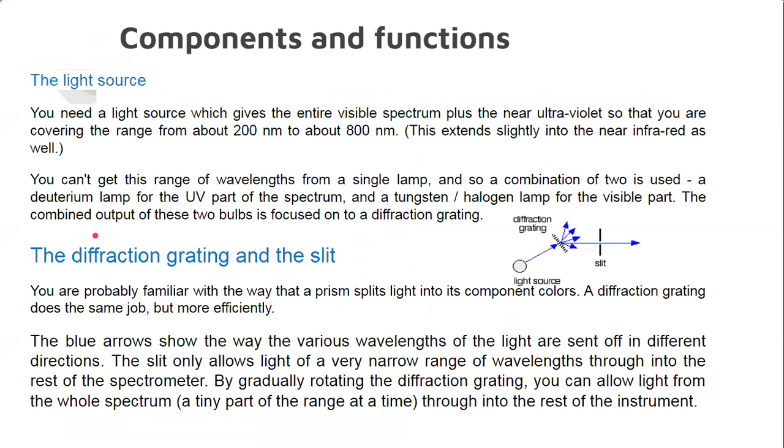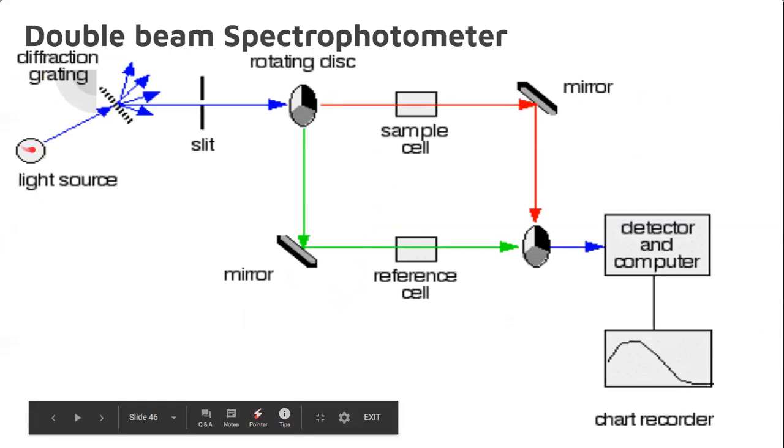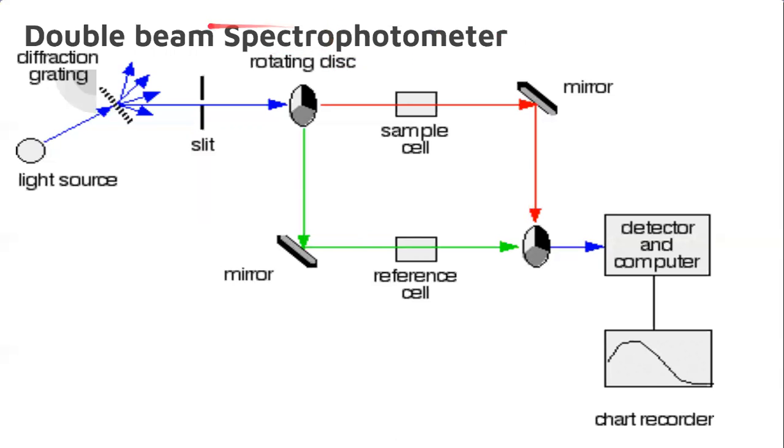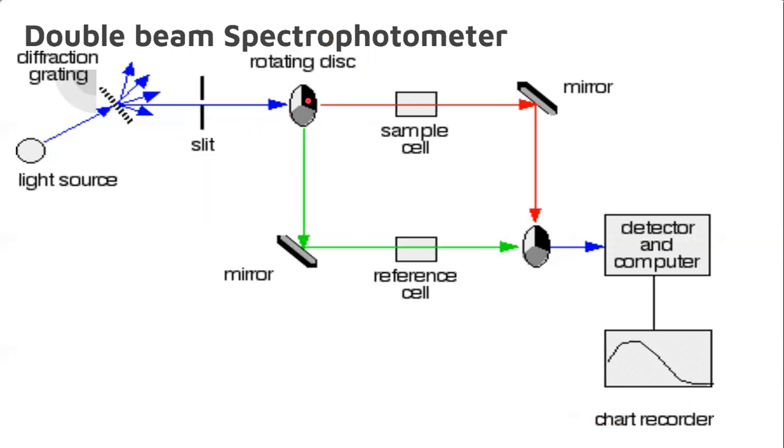Okay, so this is about the double beam spectrophotometer. Just to recall, this is the schematic diagram. The main components: spectrophotometer means spectro and photometer, the combination of two meters. One is the spectrometer, and from here onward, this is the photometer. Components: light source, diffracting grating, slit, first rotating disc, and mirrors. The sample cell, reference cell, and second rotating disc. And here is the detector. This detector may contain an amplifier, photoelectric cell, galvanometer, etc.